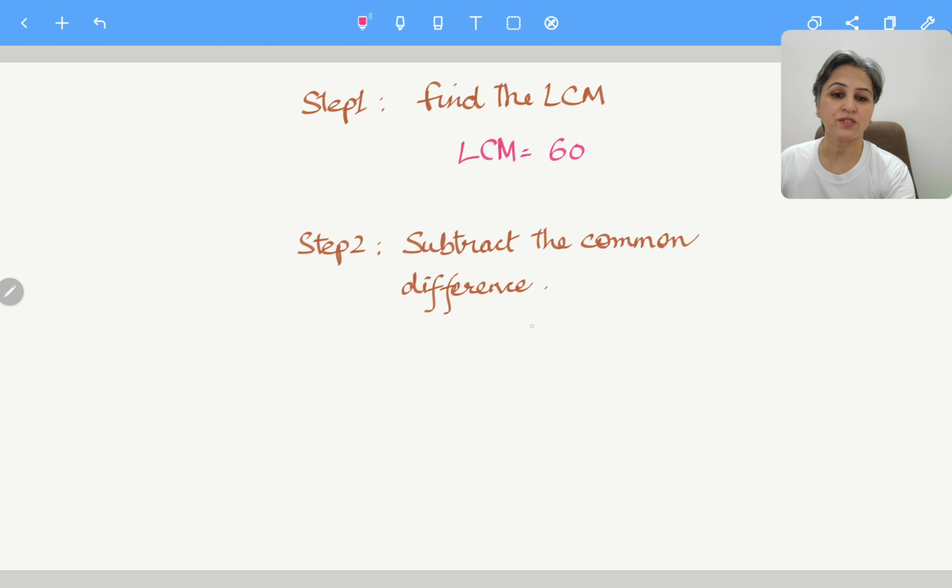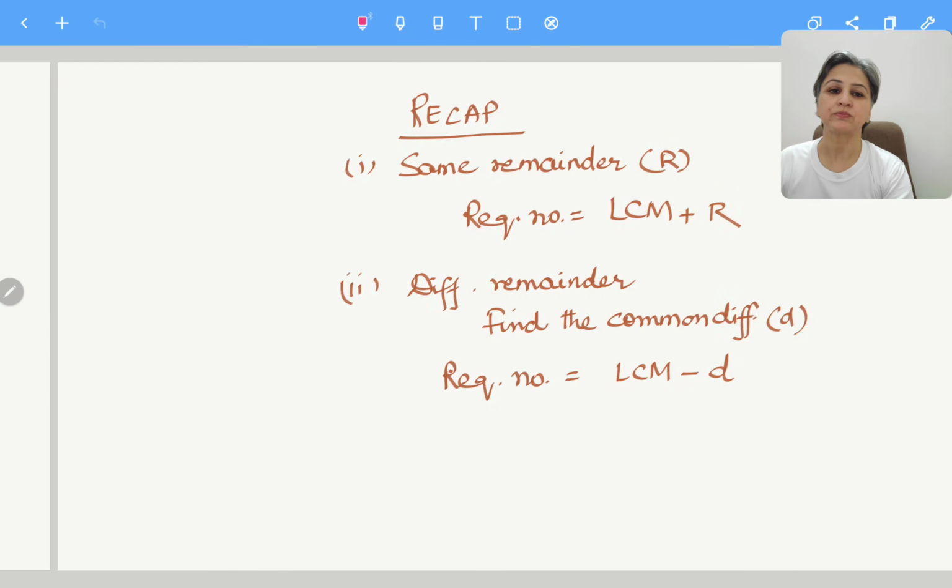Now what was the common difference? Let's say this is D. I subtract the common difference from the LCM to get the number. So that would be 60 minus 4 is equal to 56. So now you can check by dividing 56 by all three numbers, and the remainder that you would get should be the same. It is just to check your answer, cross check.